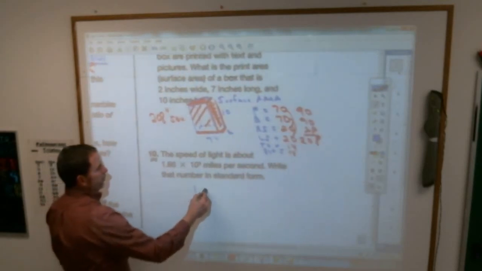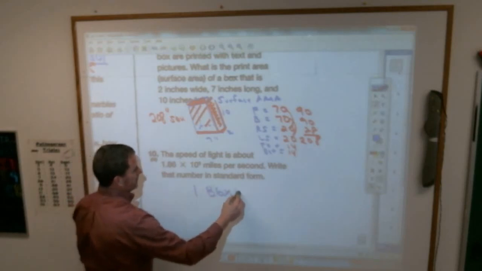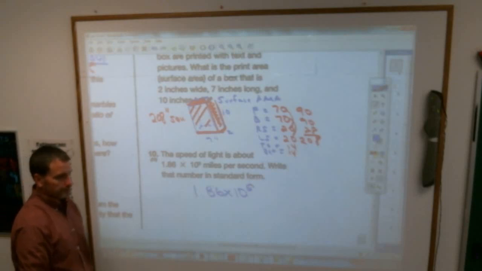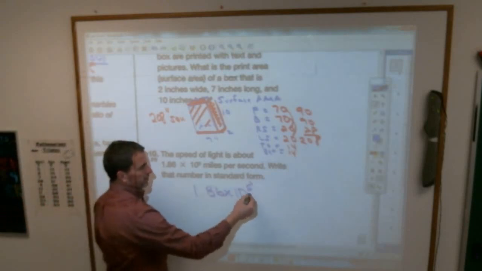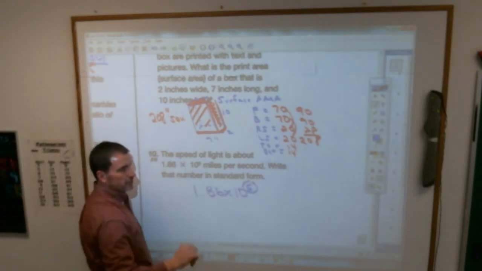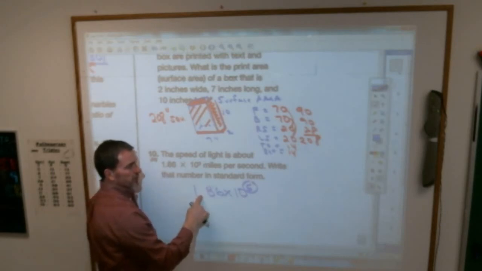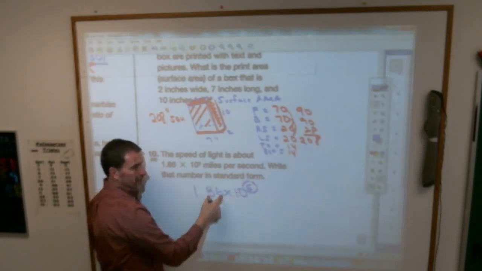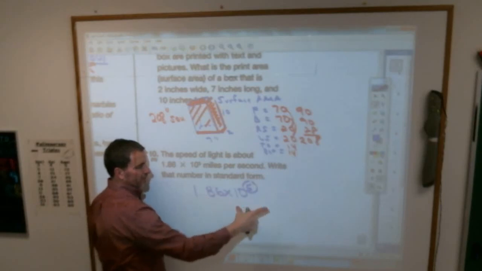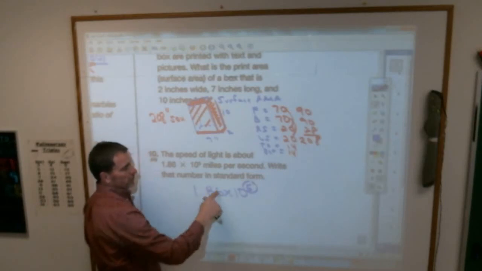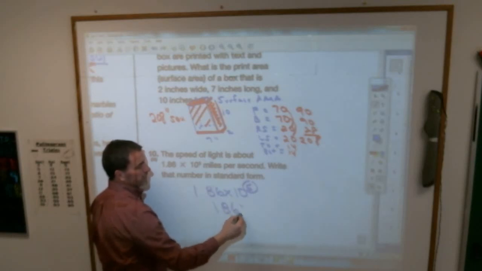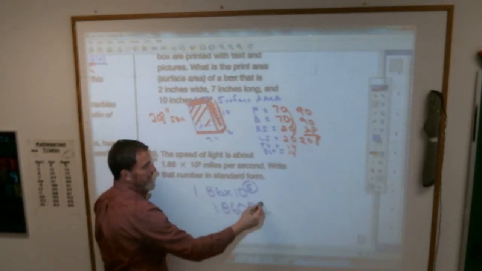Oh, this one here, 1.86 times 10 to the 5th. How do I change that to standard form? This exponent tells you how many places the decimal moves. This decimal has to go to the right because it's positive, it makes it a big number. 5 times. 2 of those 5 are going to be taken up with the 8 and 6, so how many zeros are going to be after the 6? 3, because you need a total of 5 places. 1, that's 1 move, that's 2 moves, 3, 4, and 5.